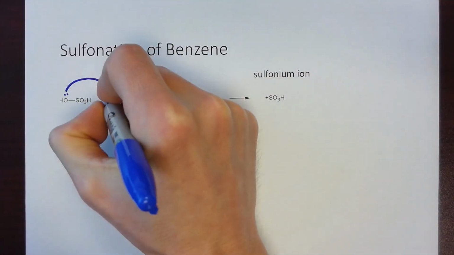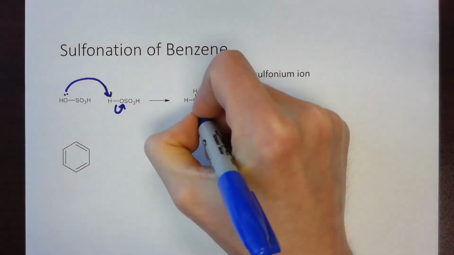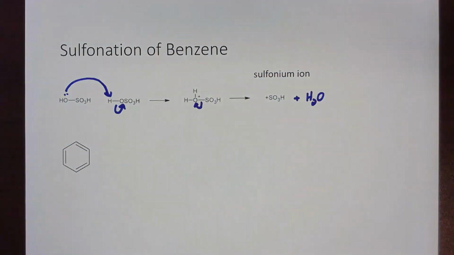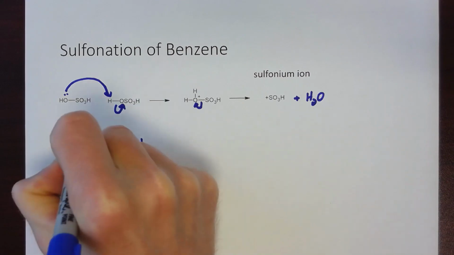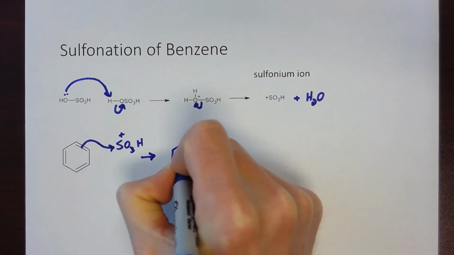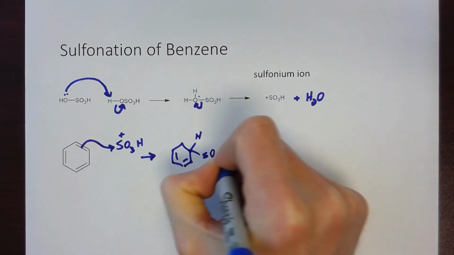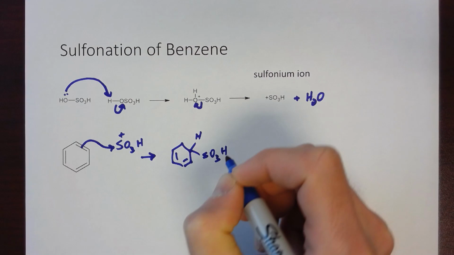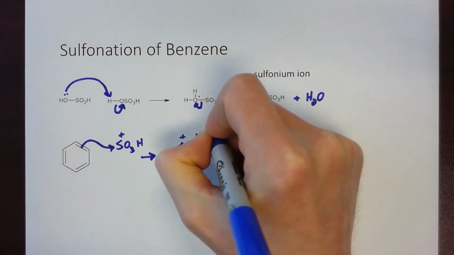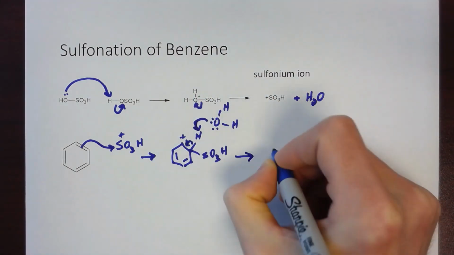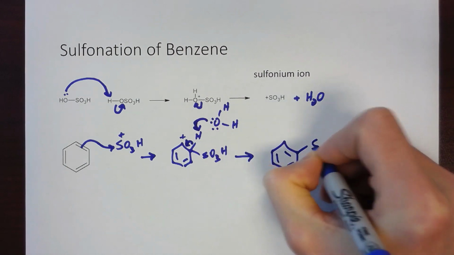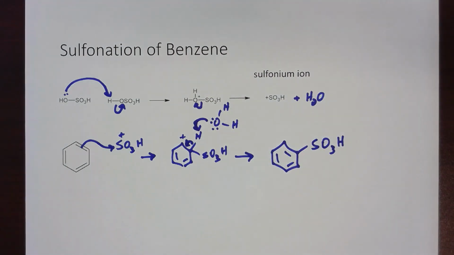So concentrated sulfuric acid will protonate itself and lose water to form a sulfonium ion. The sulfonium ion is the electrophile that we need, and so benzene can attack this electrophile and lose a proton to form benzene sulfonic acid.